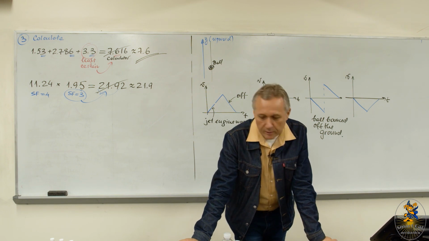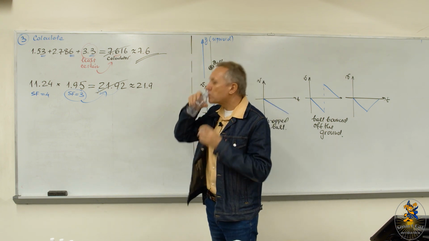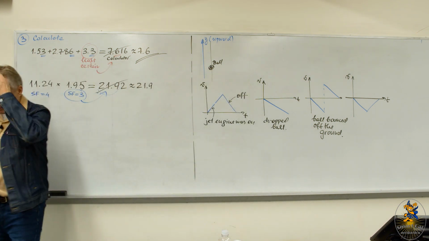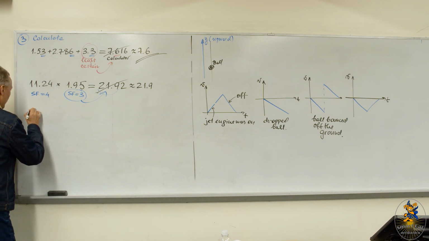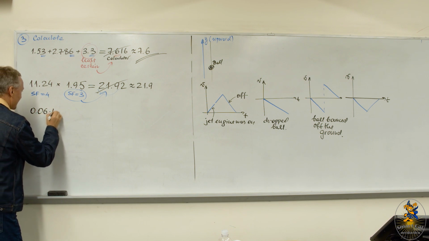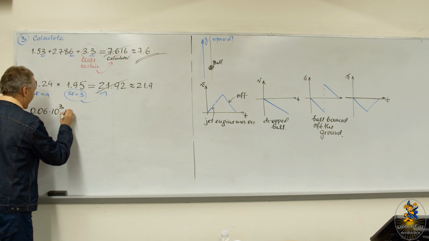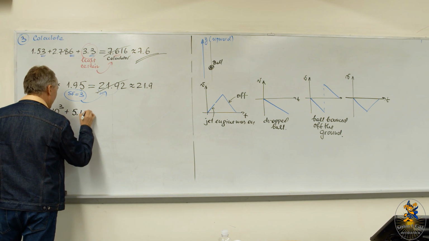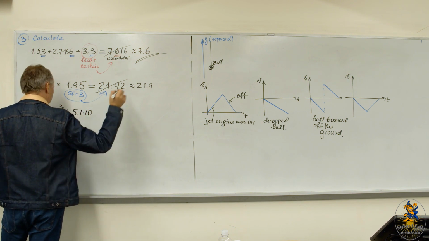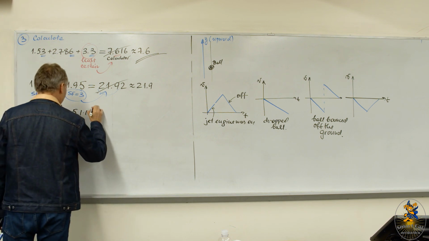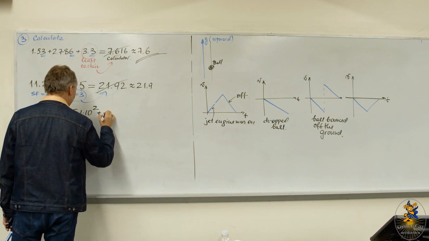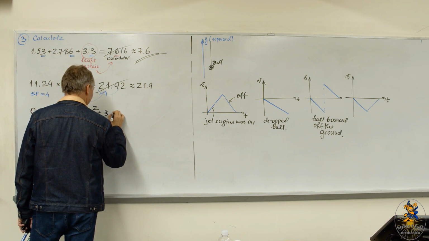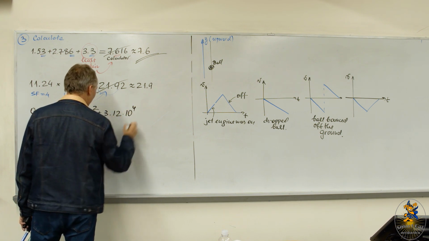Look at those examples. Let's say 0.06 times 10 to the power of 3, plus, I'm just making it up, so I have no idea what I'm getting, let's say 5.1 times 10 to the power of 2, plus, I don't know, 3.12 times 10 to the power of 4.